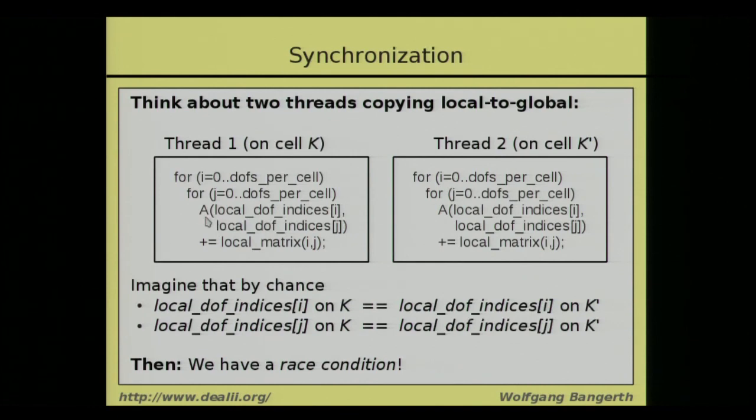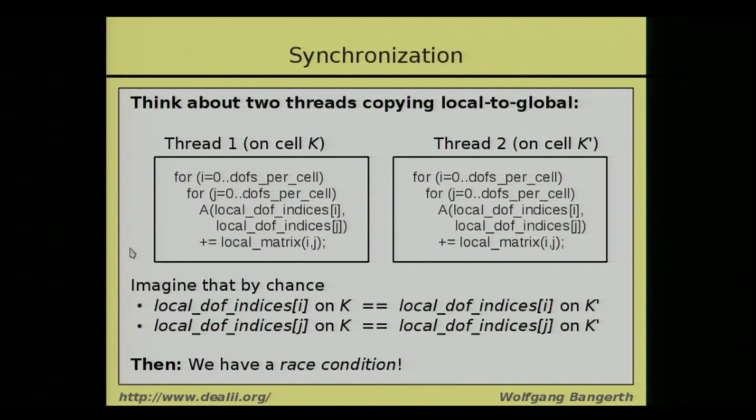Into the element of A, given by local DOF indices i and local DOF indices j, we will have to add to that the local matrix ij. Now, local matrix ij is a variable that only lives in the function for every thread. So local matrix here is a different object than local matrix over here. But the A, that's the global matrix. This A and this A here are exactly the same.